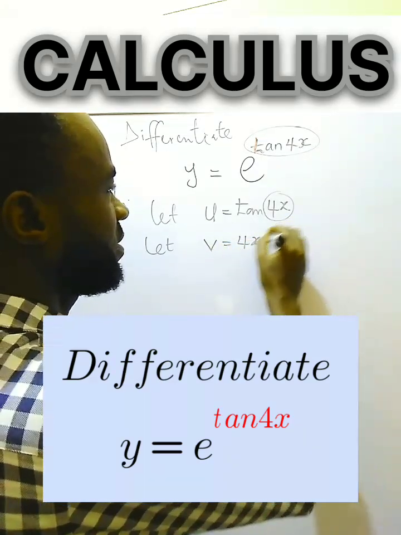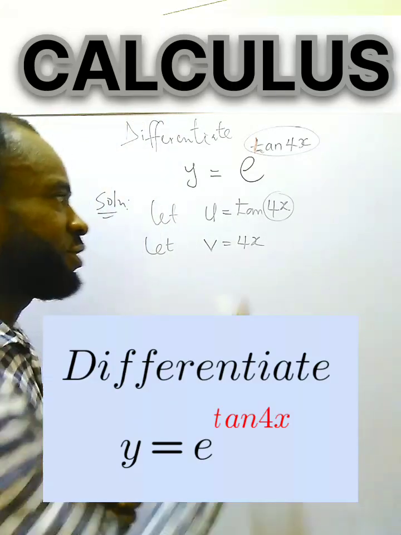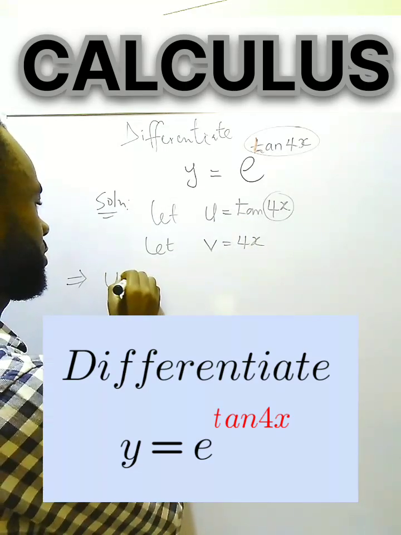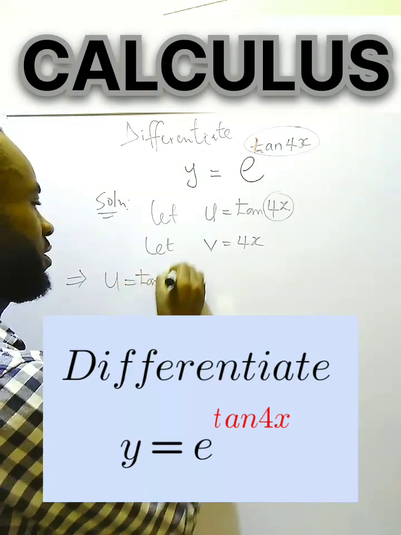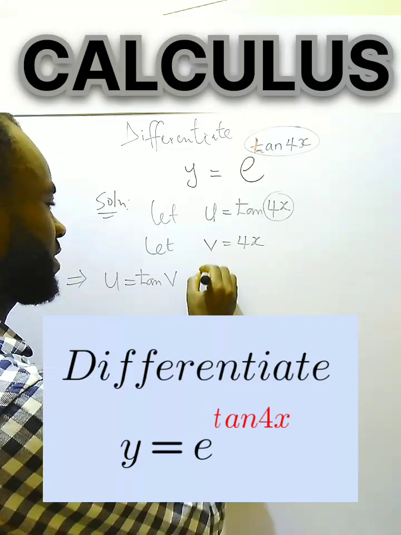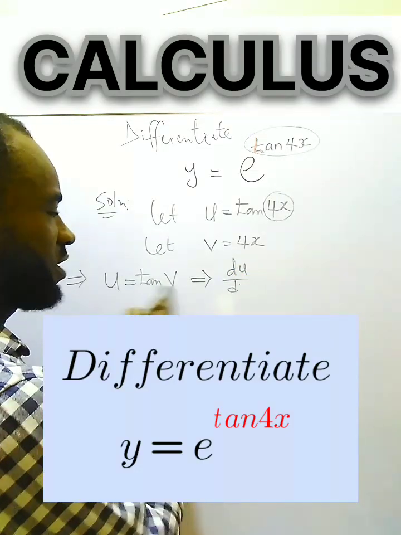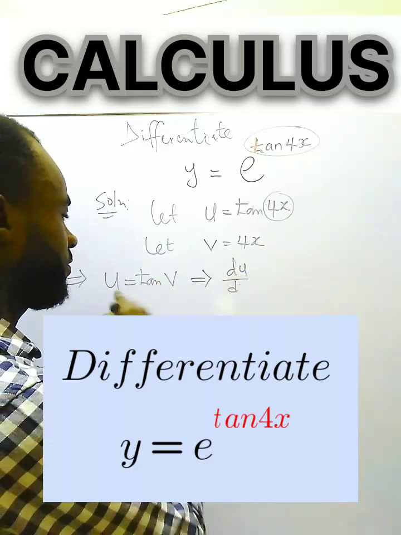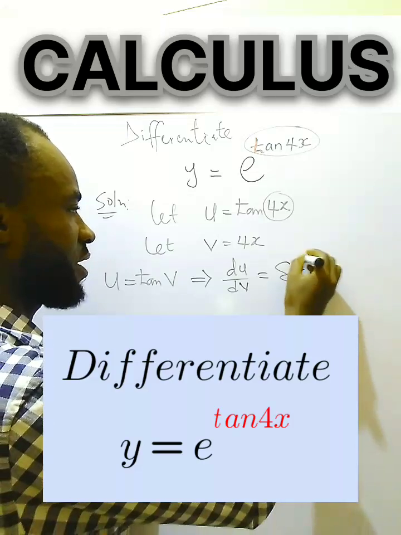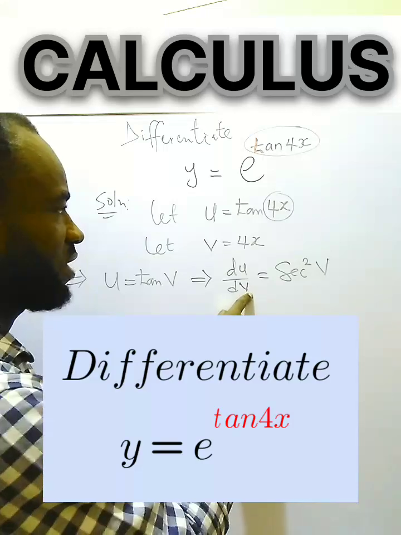If v is equal to 4x, what does that tell us about this u? It therefore means that this u becomes tan v. Can you see that? Okay, and from our standard derivative, if I take the differentiation of this, find the derivative of u with respect to v, du/dv, that will give you sec square v from our standard derivative. Can you see that? So I've gotten one derivative now.